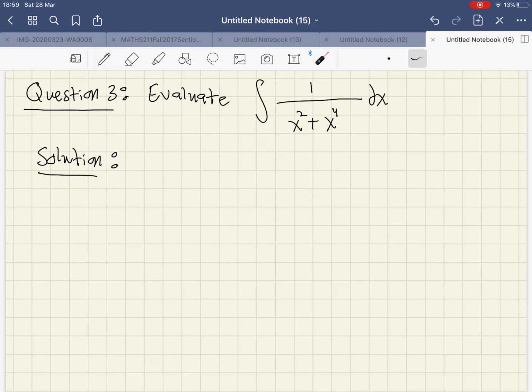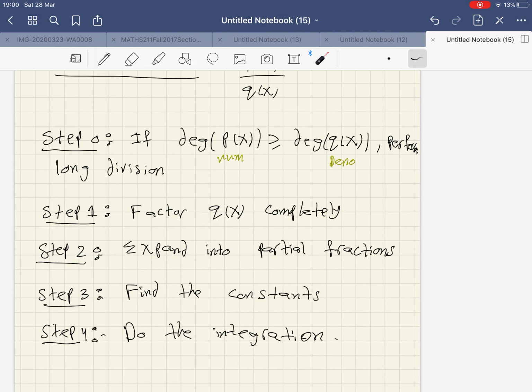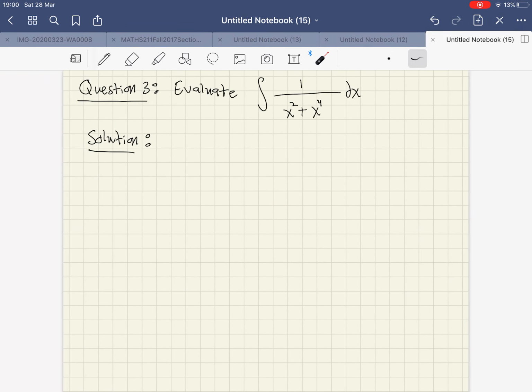Now, if we recall the steps, we have several steps we need to take care of. The first step is step 0, which we will not do because our degree of denominator is larger, so we don't need this step at this point. Step number 1, we need to factor the denominator completely. And then we need to write the partial fraction. And then we need to find the constants. And finally, we find the integration. So let's factor first. And we have to factor completely, meaning as much as it's possible.